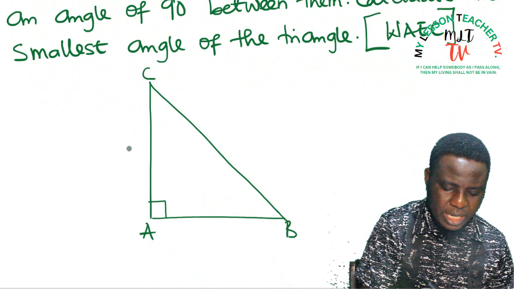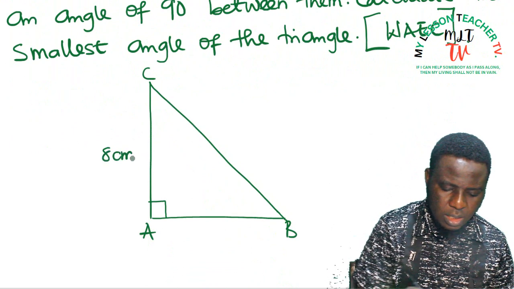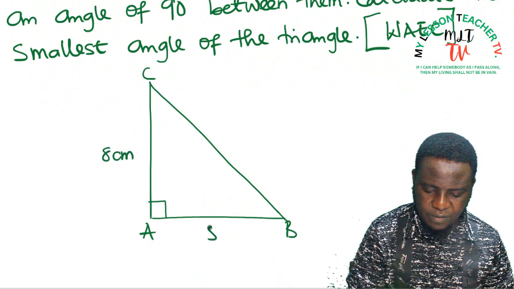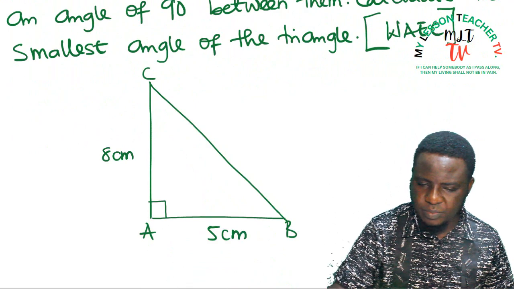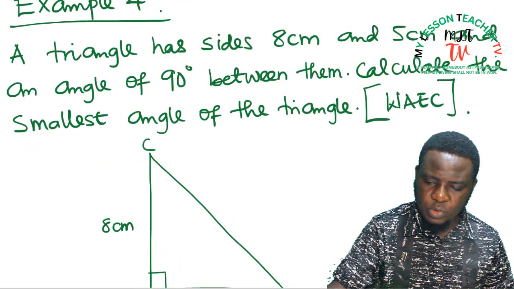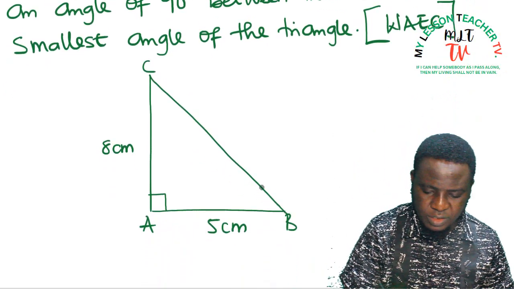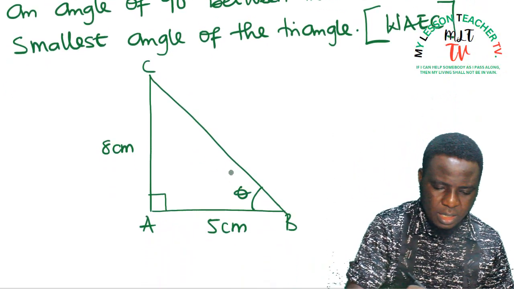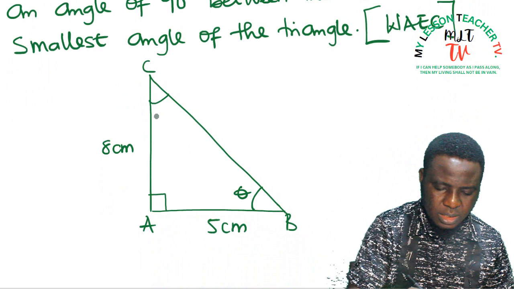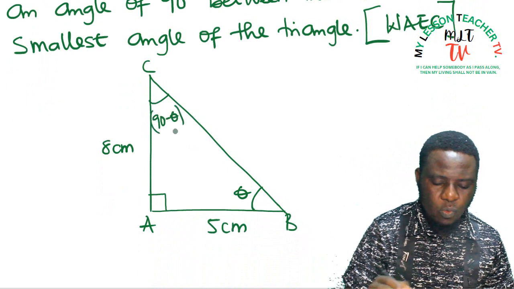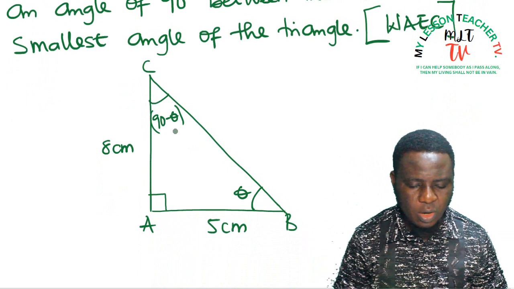So let this be 8 centimeters, while this is 5 centimeters, and that we should calculate the smallest angle of the triangle. If this is theta, let this be 90 minus theta. Now we are to calculate the smallest angle.